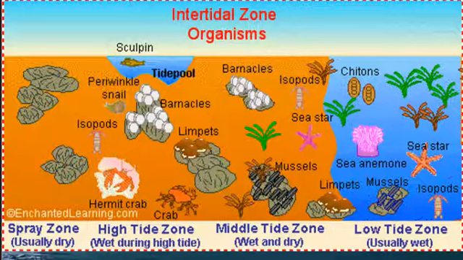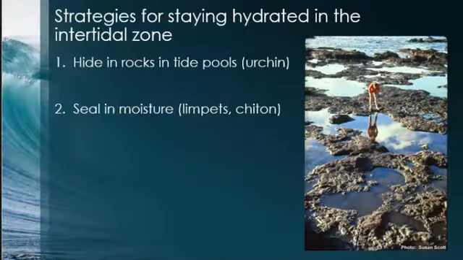More barnacles. Here we go in our high tide zone area. There's our tide pool. I don't know what a sculpin is. Little fish? Periwinkle, snail, right here, some snails. Isopods are everywhere. Those are basically beach bugs. And then our crabs: hermit crabs, regular crab, sand crab, rocky crab, that kind of thing.